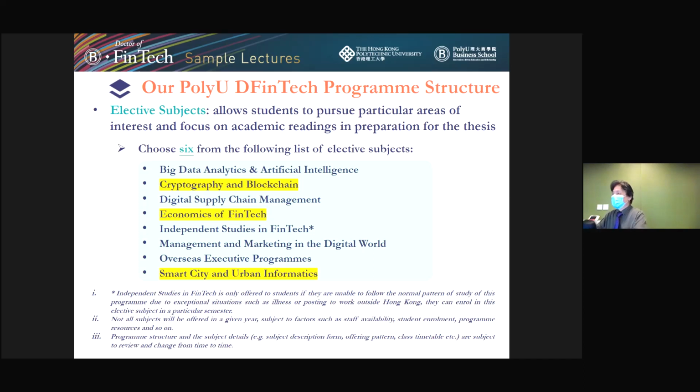And I shaded it yellow because professors from the computing department do blockchain. And then we have digital supply chain management, economics of FinTech, and that's another separate lecture. Let's skip the independent study first. For the time being, talk about benchmarking fits the work.